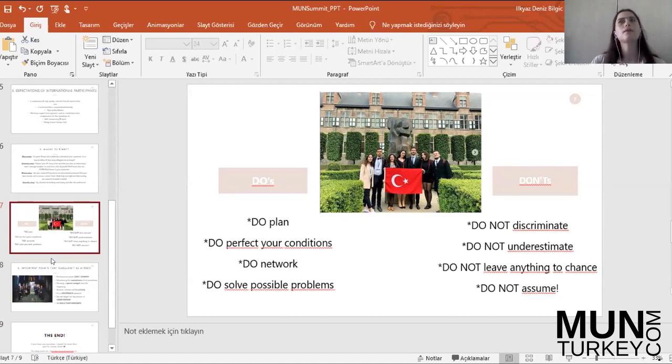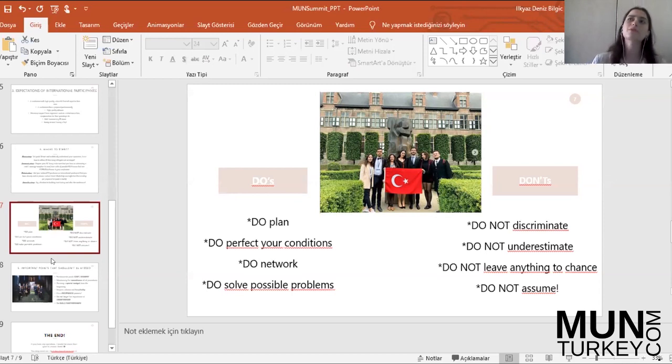For example, until this point, I've always talked about foreign delegates coming to your country, but of course, if you're a MUN team that has the ability, you could also go to their conference and network. And this might be the hardest, but maybe the most effective networking way, because if you go to their conference, they will probably come to yours. And do solve possible problems.